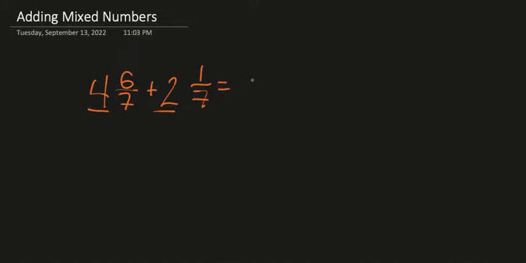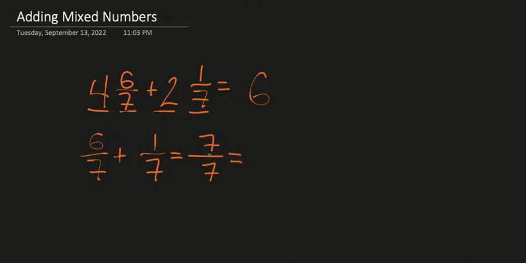4 plus 2 is 6. Then we need to add the fractions together. 6 over 7 plus 1 over 7. Since both of these fractions have the same denominator, you can add the numerators. 6 plus 1 is 7. And when we're adding two fractions, the denominator stays the same. 7 divided by 7 is 1.